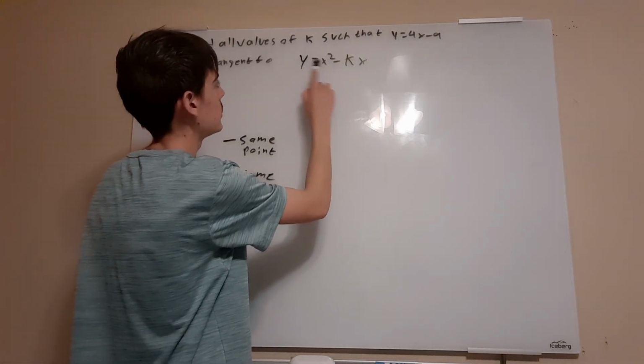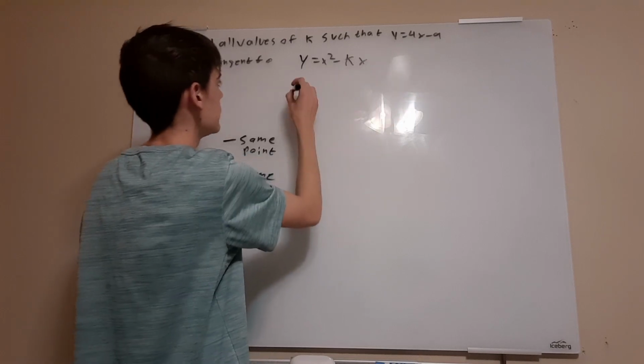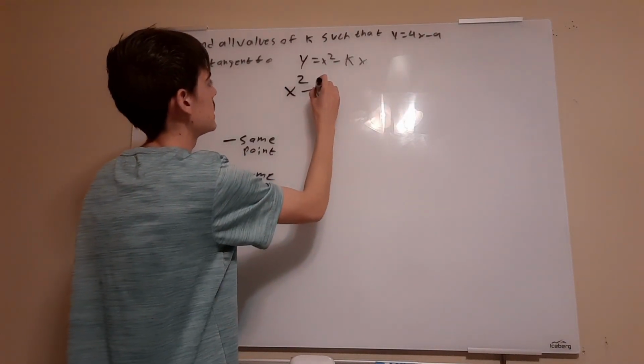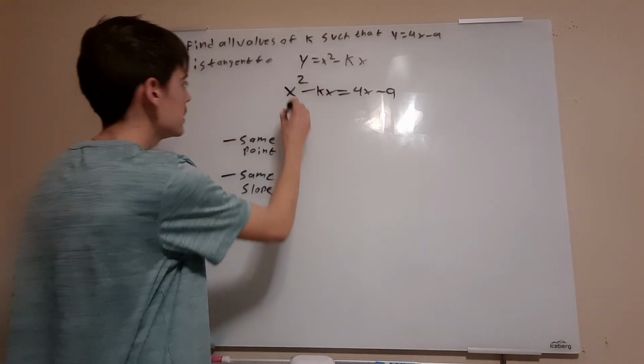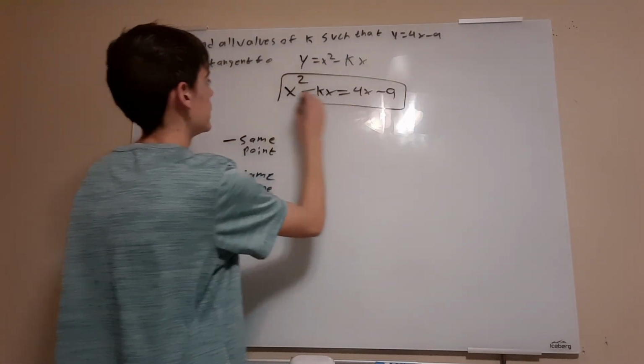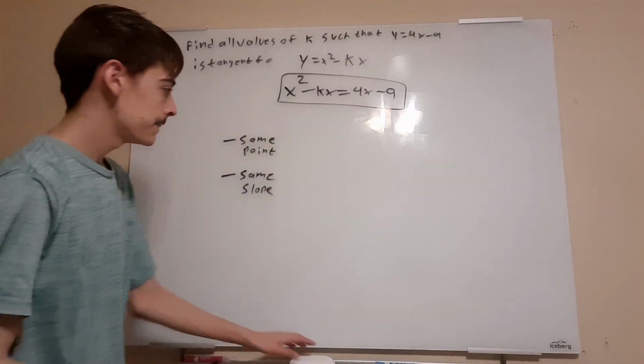They're both equal to y, so y equals this, y equals this. We set them equal by y. So x squared minus kx will equal 4x minus 9. This is the first bit of information we'll need for later. We have one equation now.